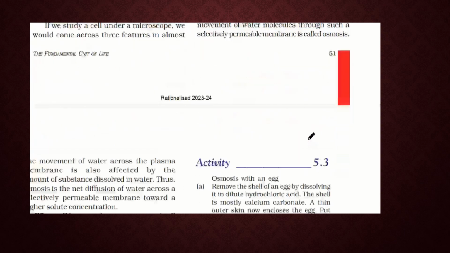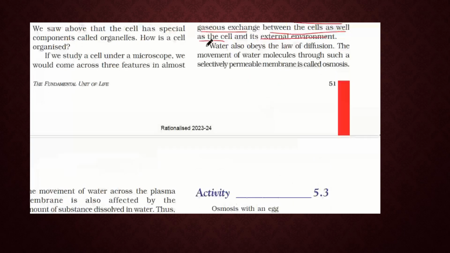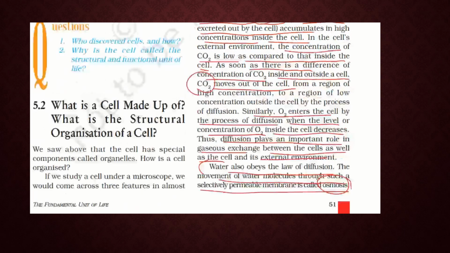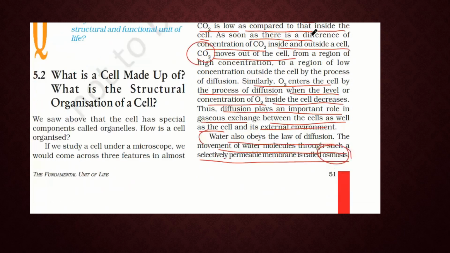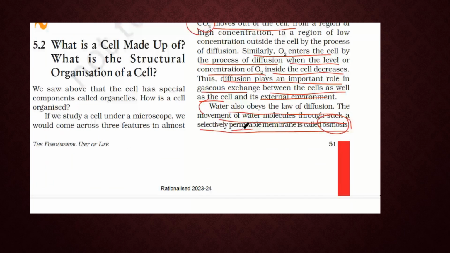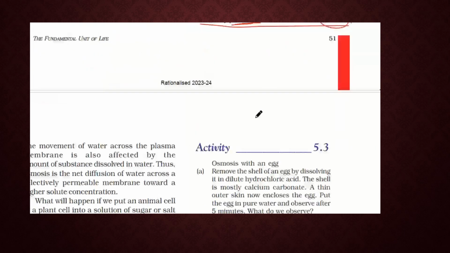Okay, so water also obeys the law of diffusion. The movement of water molecules through a selectively permeable membrane is called osmosis. So what is diffusion? Diffusion is the movement of certain substances, and diffusion of water through the semi-permeable, selectively permeable membrane is osmosis. Now we will move on to that in detail in the next slide.